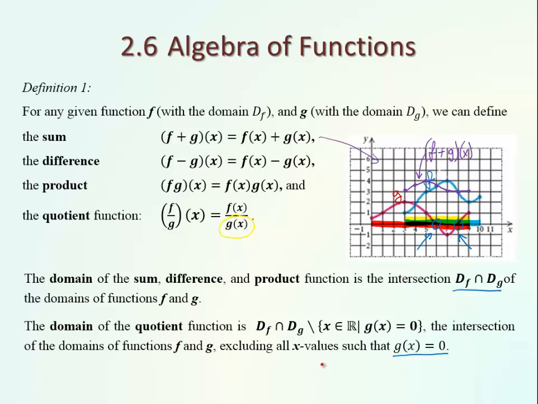So for example, the domain of the quotient function f divided by g is the intersection of the two domains, which is the interval from 3 to 9. However, we need to get rid of points 6 and 8.